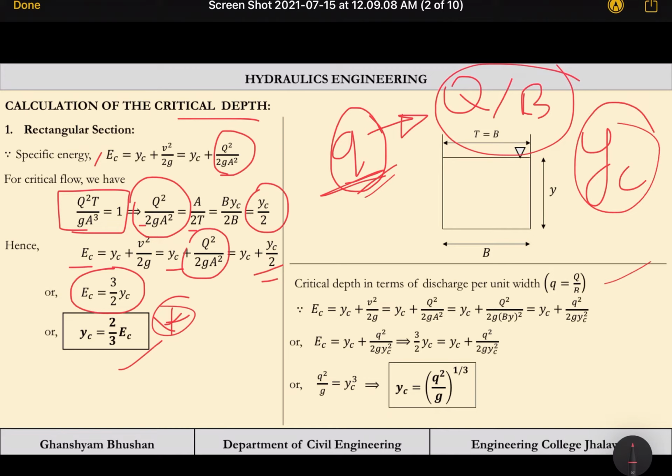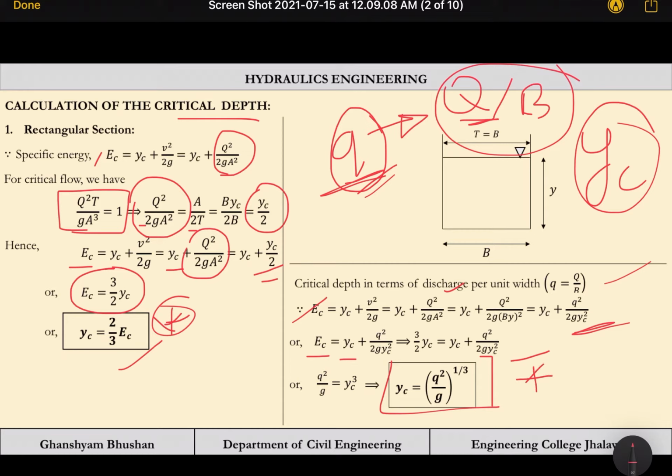So q is Q by B. Again the starting equation will remain the same: Ec is equal to yc plus v square by 2g. Because we want q, we have to convert v in terms of q, and after putting all the values you will get yc plus q square by 2g yc square. We have put the value of A. Now we are just converting Ec in terms of yc, that was 3 by 2 times yc. So finally you will get yc is equal to q square by g raised to power 1 by 3.